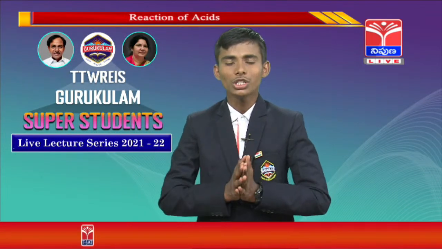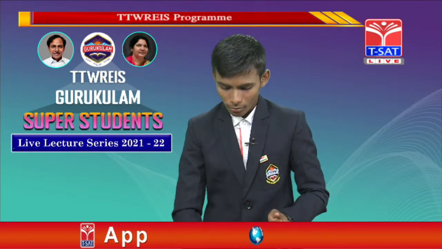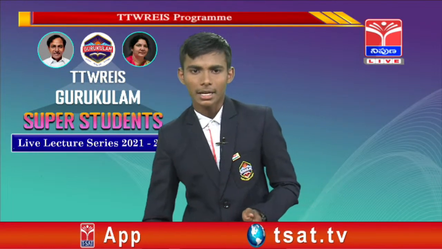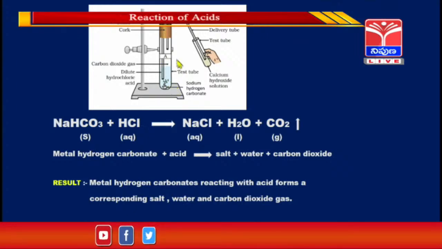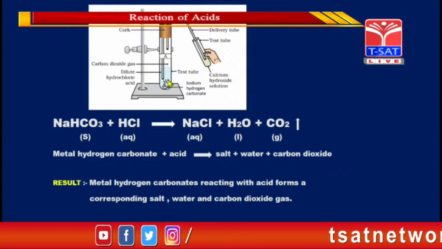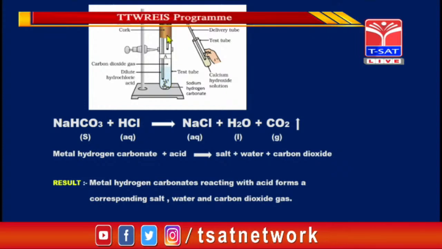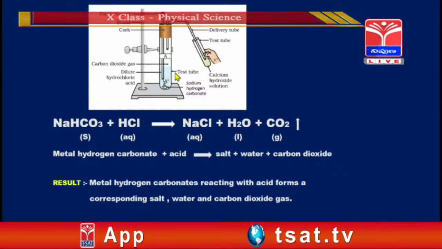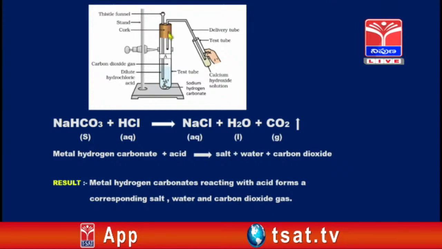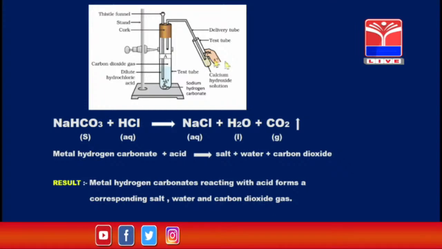We have to arrange all these materials as shown in the figure. First we take a stand, then fix a test tube, then take about 0.5 grams of sodium hydrogen carbonate in the test tube and add 2 ml of dilute hydrochloric acid. Then close the test tube with a double holed rubber cork. In one hole insert the thistle funnel, which must be dipped in the dilute hydrochloric acid. In the other hole insert the delivery tube, and the other end of the delivery tube must be in the test tube which contains calcium hydroxide solution, means lime water.